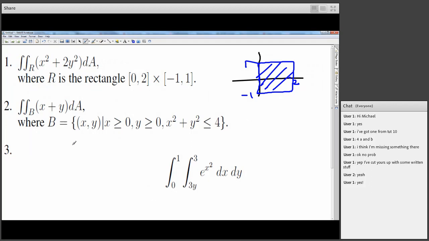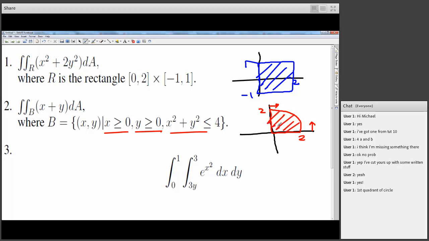So for the next one, you have to try to draw this region. Can someone tell me what type of region that is? So let's have a look. x is greater than or equal to 0, so that means we're on this side of the y-axis. y greater than or equal to 0 means you're above the x-axis. So we're only in the first quadrant. That's what the first two tell us. And otherwise, this one here tells you it's a circle of radius 2.